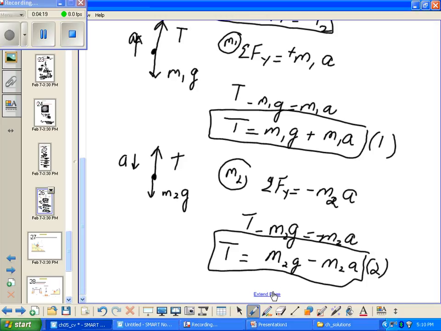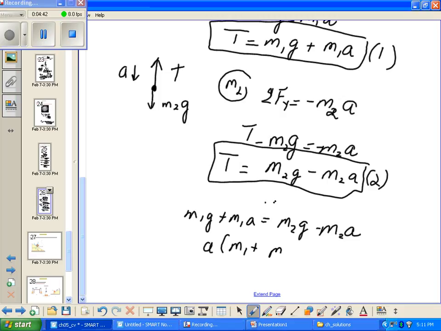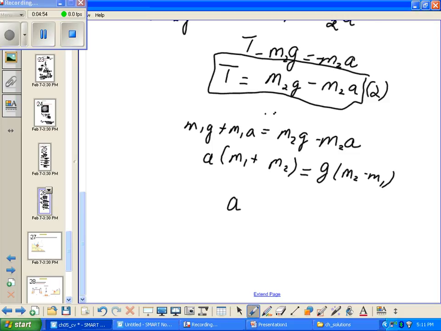We just set both sides equal to one another, and so we have M1G plus M1A equals M2G minus M2A. Collect all the A terms on one side, A times M1 plus M2 equal to G times M2 minus M1. Solve for A. This gives us a value of 4.2 meters per second squared.